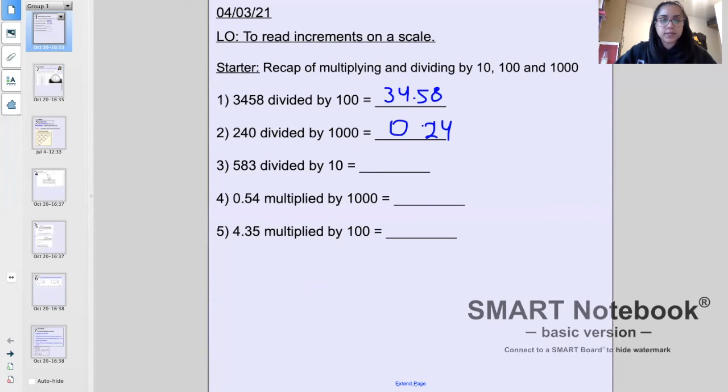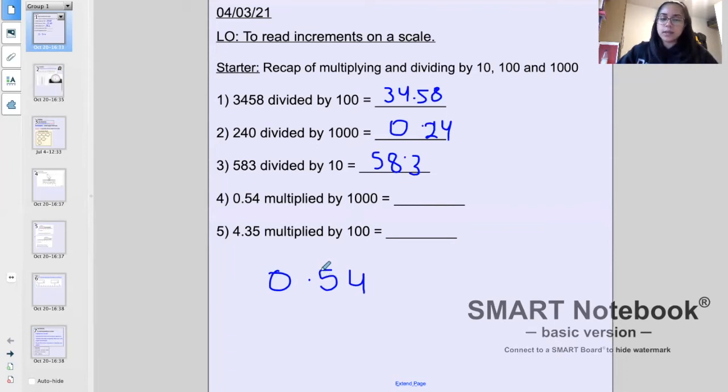583 divided by 10, easy peasy. All of our digits move 1 place to the right, so that you should have got 58.3. Now we're multiplying by 1,000 and we're doing 0.54 multiplied by 1,000. When we multiply, we move our digits to the left. So let's do just that. And we're multiplying by 1,000, so it'd be 3 times that we move our digits.